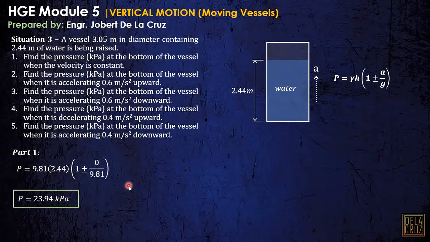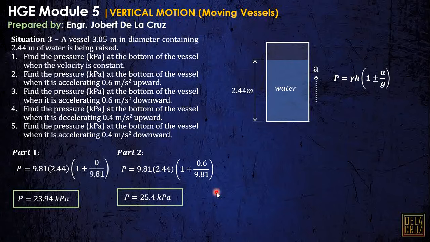Okay, dali lang to. Part 2, find the pressure, the same pa rin, at the bottom of the vessel when it is accelerating at 0.6 meters per second upward. Okay, so using that formula, gamma times h times 1 plus acceleration 0.6. Okay, so that will be positive since that is going up, no? Over the gravity. And this is the answer.